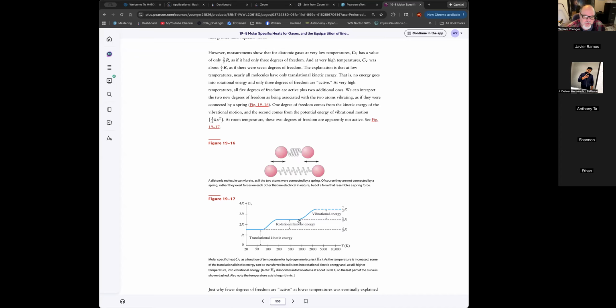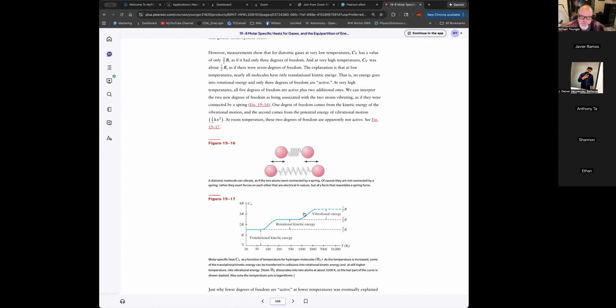And then if you continue on to 1,000 Kelvin, or right around 900 Kelvin, then the vibrational mode will kick in. So you start getting the vibration this way. And notice they're jumping up. It jumped from 3 halves to 5 halves. So that's 2 halves R that it went. So it's twice of 1 half of an R.